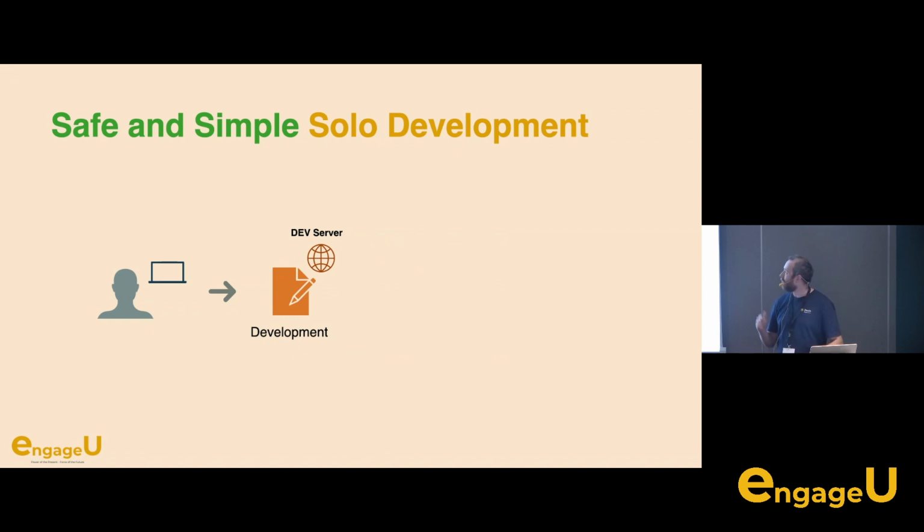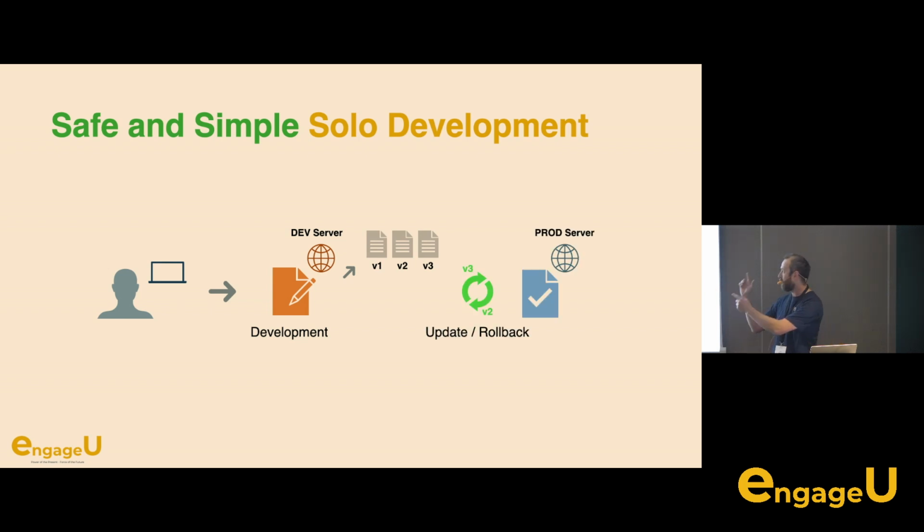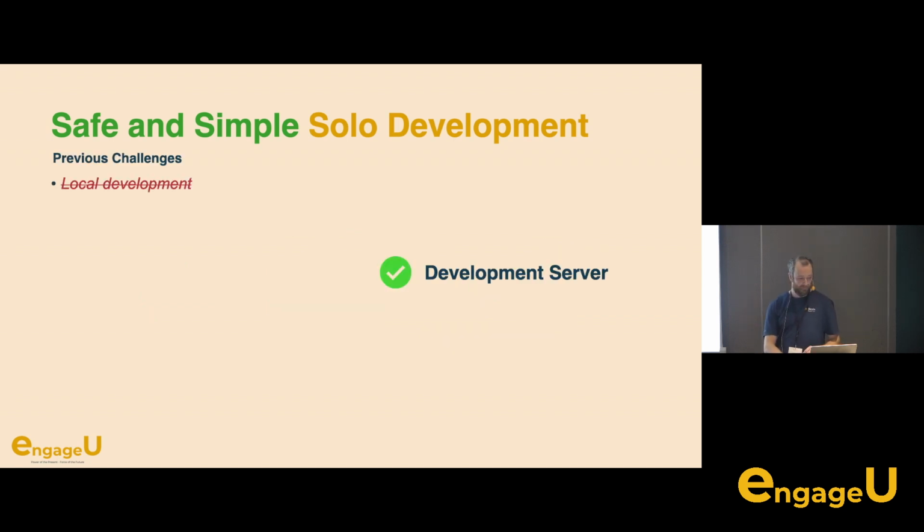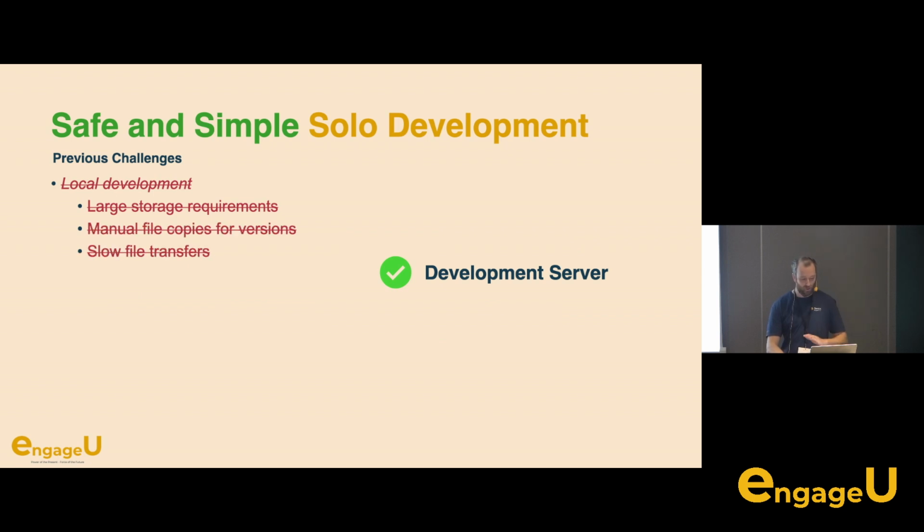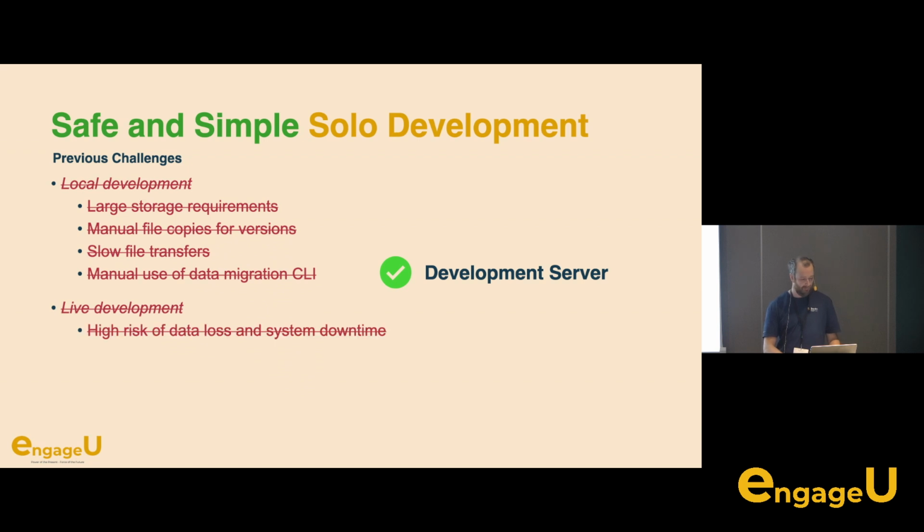So the challenges that we had before of solo development now become safe and simple because you get automatic versions in your development server. You don't have to do any manual file namings or anything. It's all stored on your server. And you can easily update and roll back between different deployment servers that you have. So no local development, no need for any of the manual file handling, no file transfers. Well, the file transfers are handled automatically by Devin.